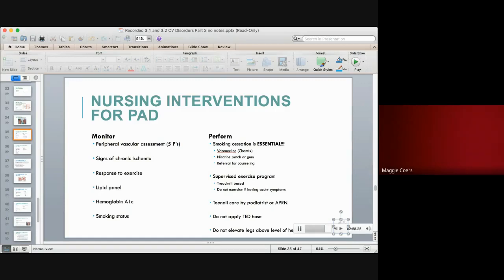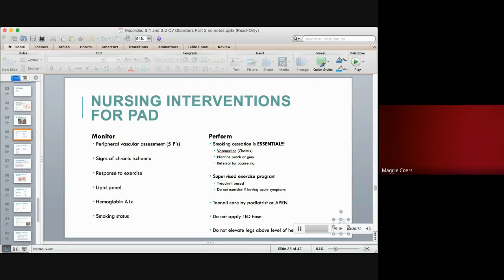We want to make sure that toenail care, because of those ram's horn toenails, is done. But nurses should never cut those thick toenails. They need to be done by a podiatrist or an advanced practice registered nurse, because a lot of times they need a Dremel to drill them down. So nurses or aides, unlicensed people, do not cut the toenails of somebody with peripheral artery disease.